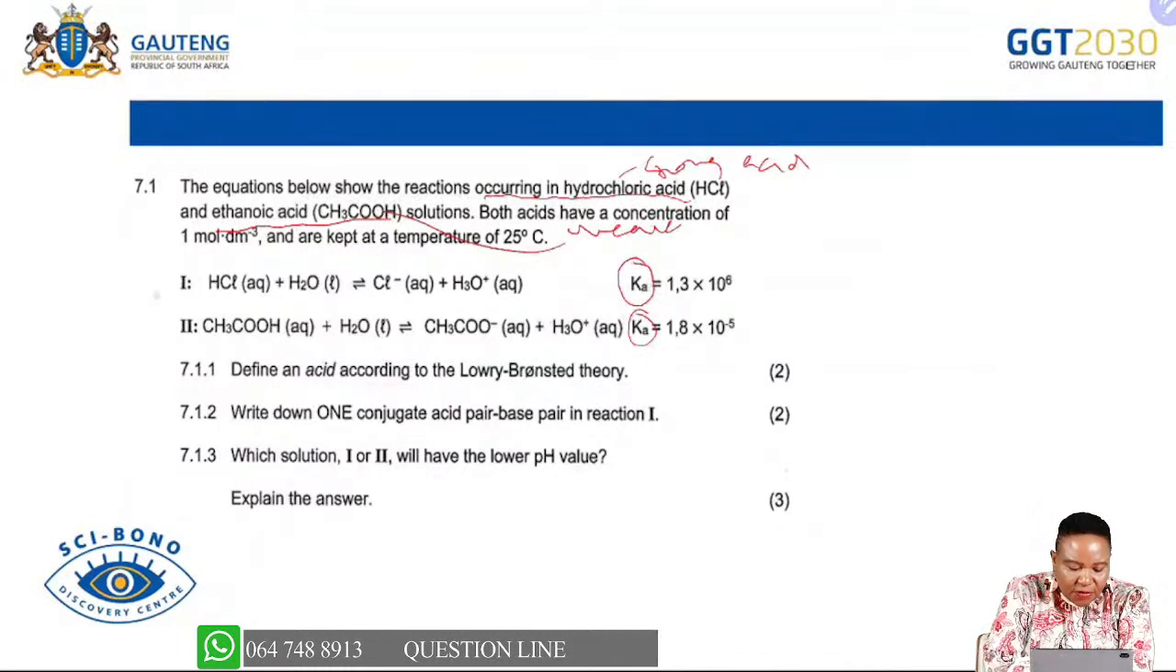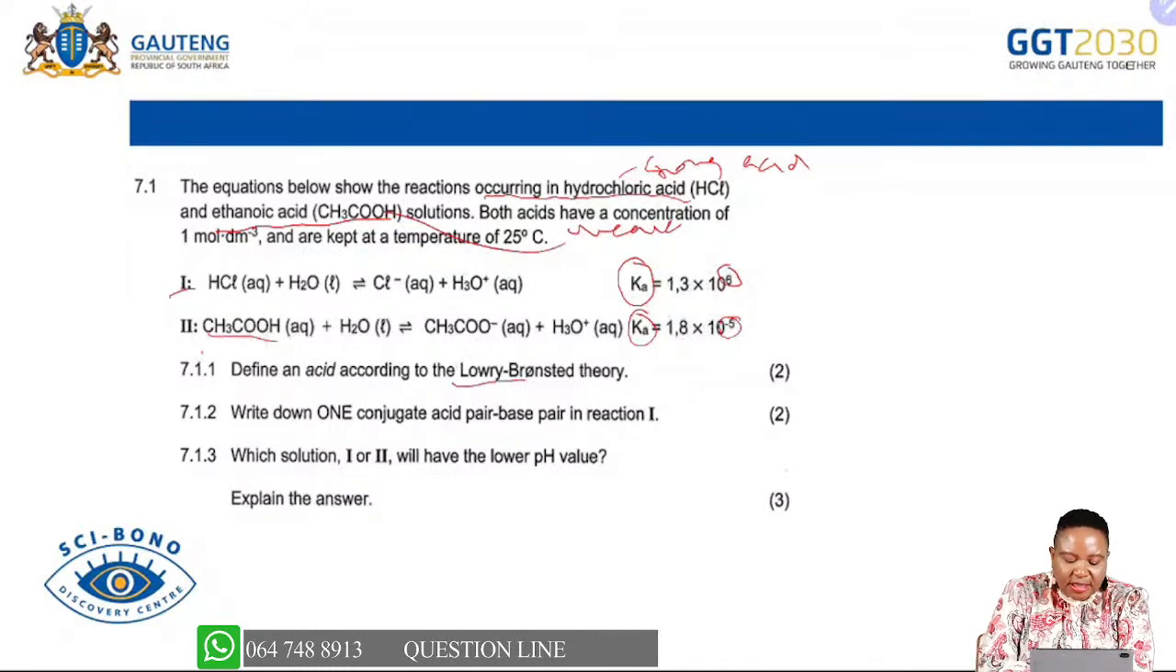So when you look at the first reaction, which is the reaction of hydrochloric acid with water, our Ka value is 1,3 times 10 to the positive 6, but this one, of ethanoic acid, is 1,8 times 10 to the exponent negative 5. So the Ka value already is telling you that hydrochloric acid is a strong acid as compared to what? To ethanoic acid.